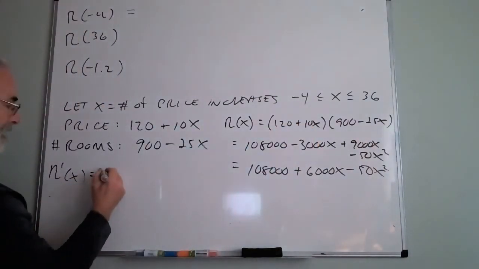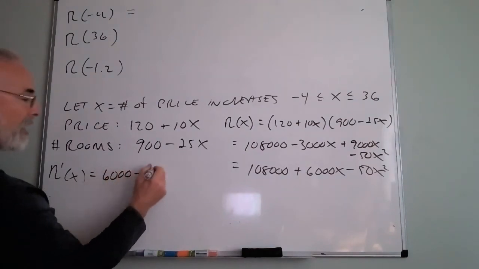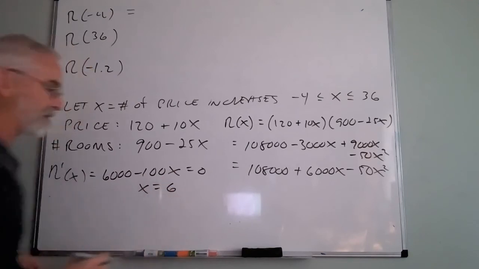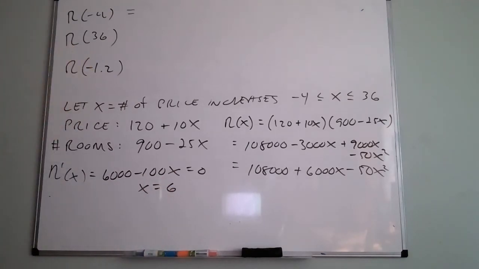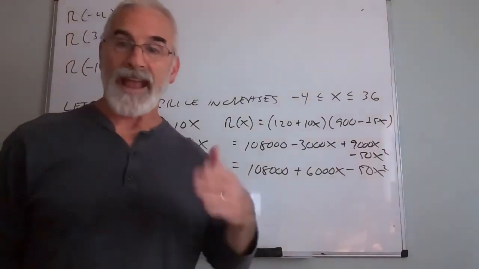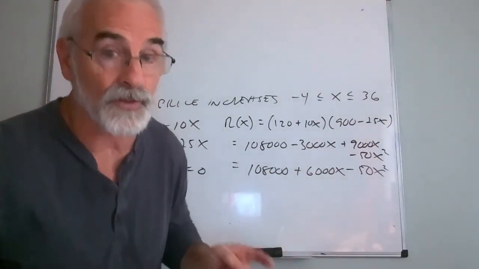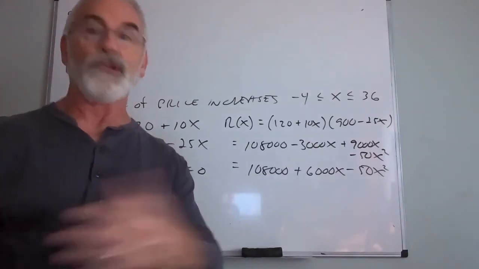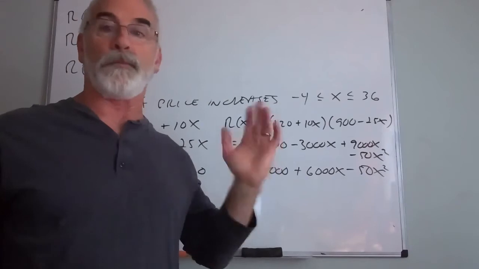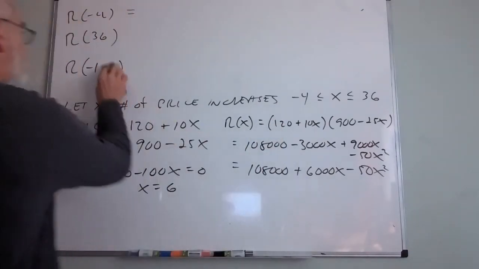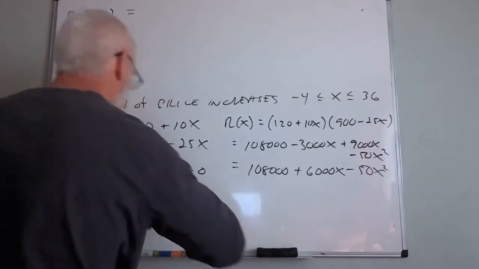So this would be 6,000 minus 100x, and that's equal to 0 when x is 6. Okay, so x turns out to be positive 6, not negative. So that means we have an extrema. We don't know if it's the best or the worst. Remember, this could be the worst case scenario. This could be I lose money. This could be the absolute bottom of the barrel. All right. So that's supposed to be a 6 then.